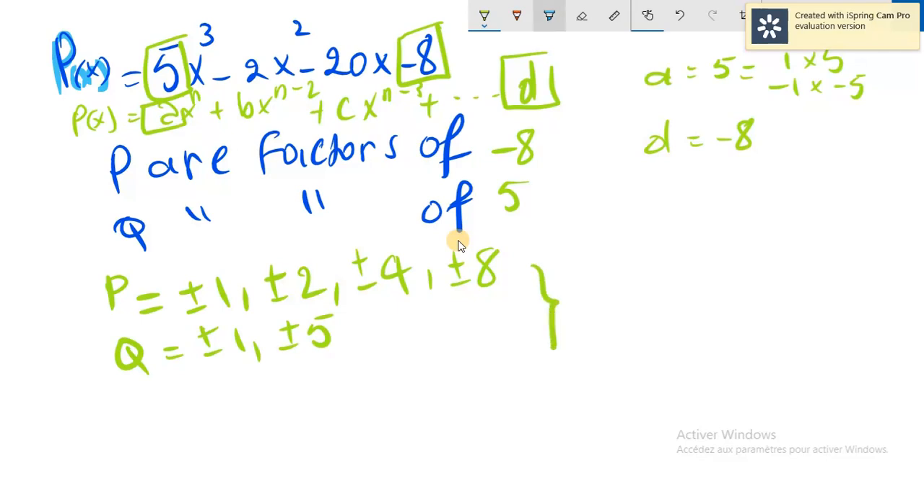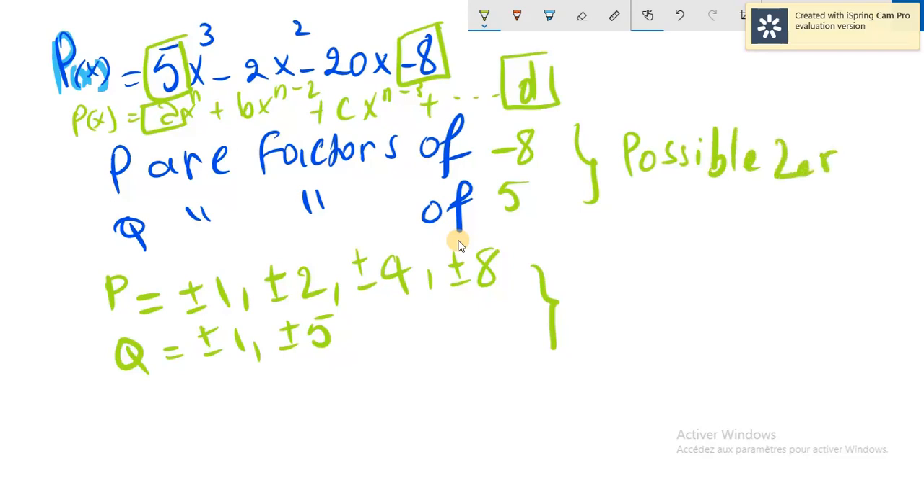So let's apply the theorem directly. The theorem says that possible zeros of P(x) are p over q. So possible zeros are p over q. So you take all the factors that you have. p are the factors of d, the last term, and q are the factors of the first term here.